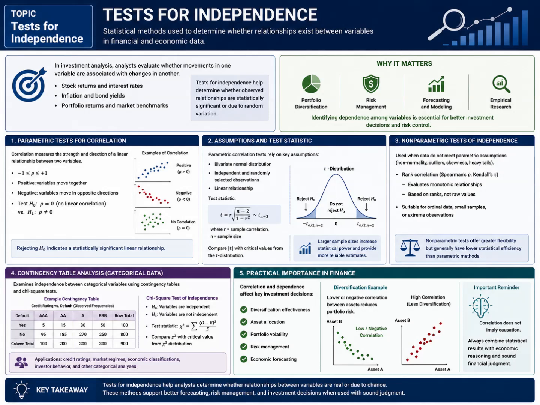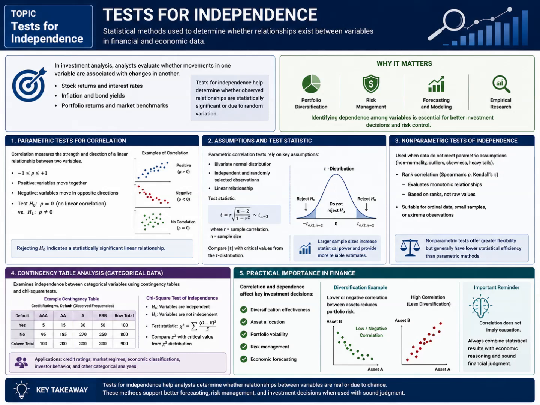The topic emphasizes that identifying dependence among variables is essential for forecasting, portfolio diversification, risk management, and empirical financial research within modern investment analysis. The topic begins with parametric tests for correlation, particularly tests involving the population correlation coefficient. Correlation measures the strength and direction of a linear relationship between two variables, with values ranging from -1 to +1. A positive correlation indicates that variables tend to move together, while a negative correlation suggests inverse movement.